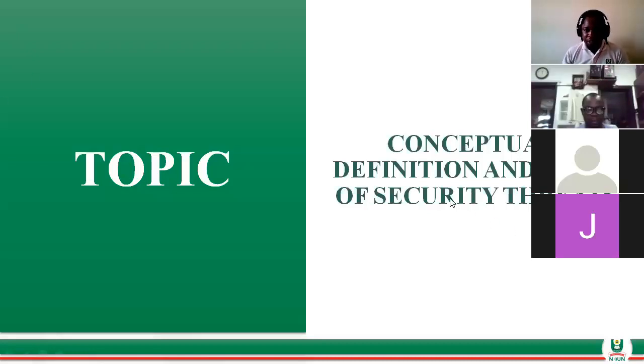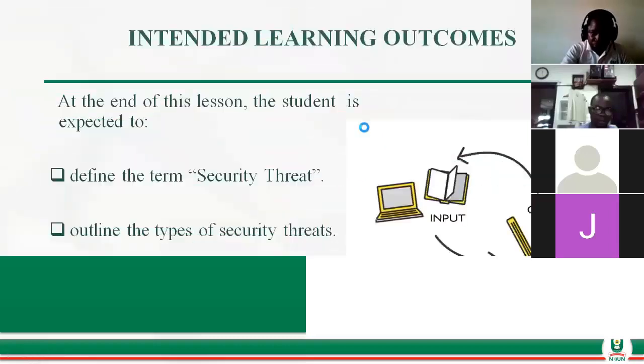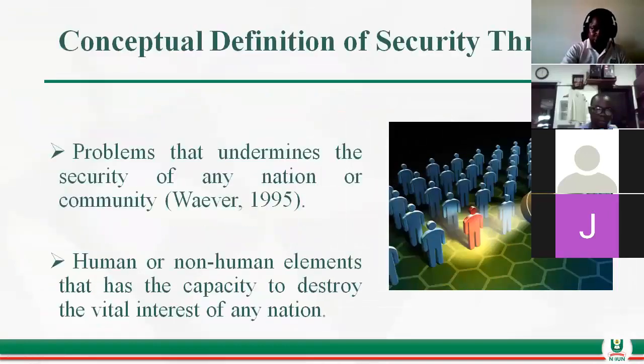All right, so now the topic again is the conceptual definition and types of security threats. There are two aspects to this topic. One, we are looking at the definition of security threats. And on the other hand, we are looking at the types of security threats. Now, this was sent to you to read. Let's just rush quickly to the definition. Conceptual definition of security threat.